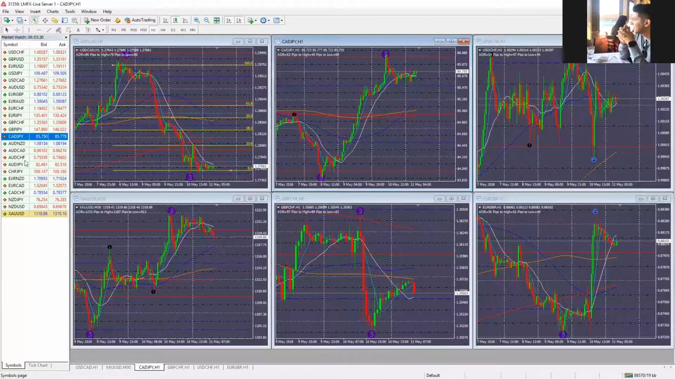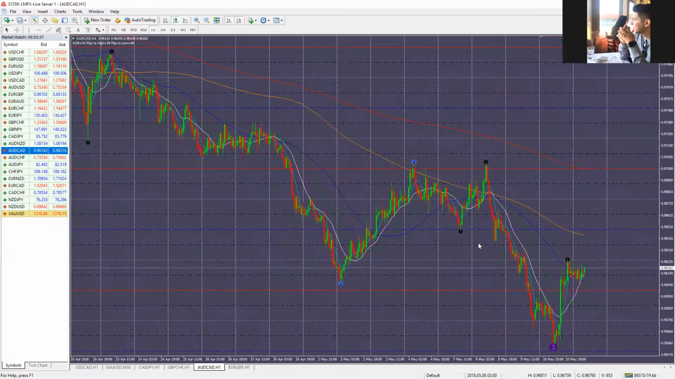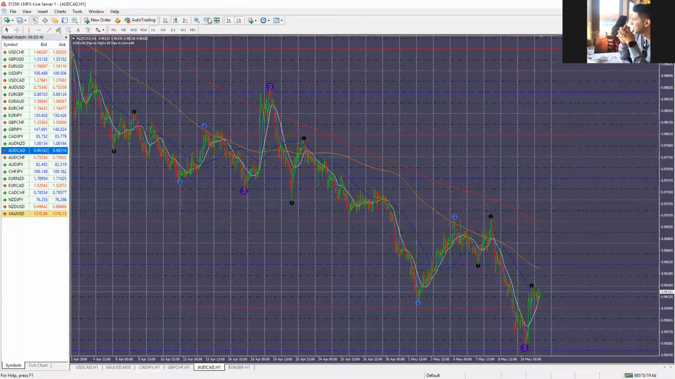So let's look at another one with CAD, AUD CAD. AUD CAD had that support area here.